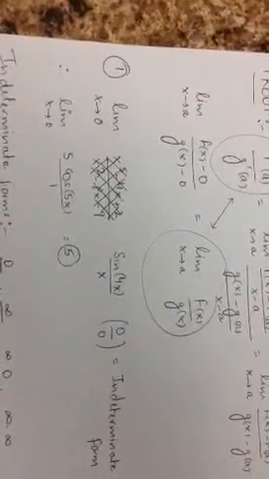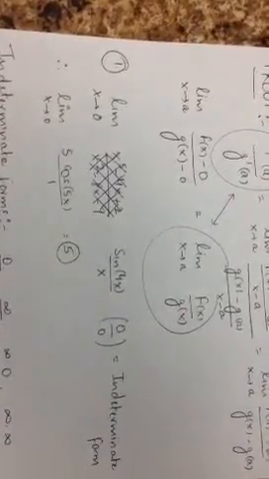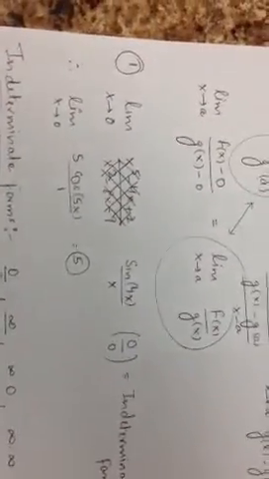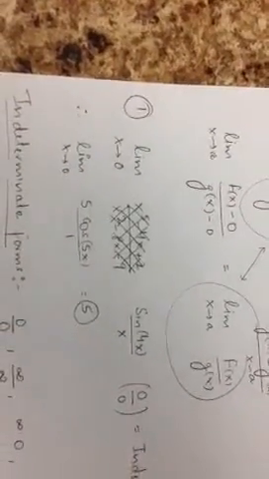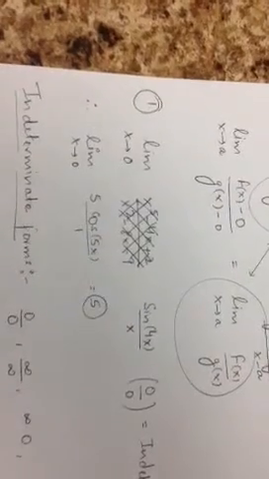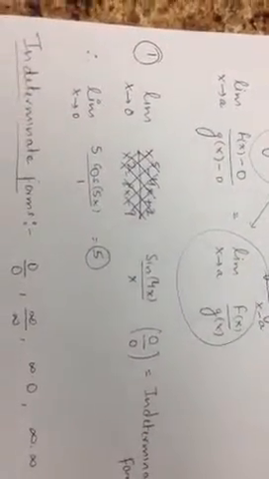Let's look at the examples. Okay, first one: limit as x approaches 0 of sine of 4x over x. In this example, if we put 0 into the expression, it gives 0 over 0, which is an indeterminate form. So we take the derivative of the upper term and the bottom term, which gives us the limit as x approaches 0 of 4 cosine of 4x over 1. And now if we plug 0 into the equation, it gives us 4.